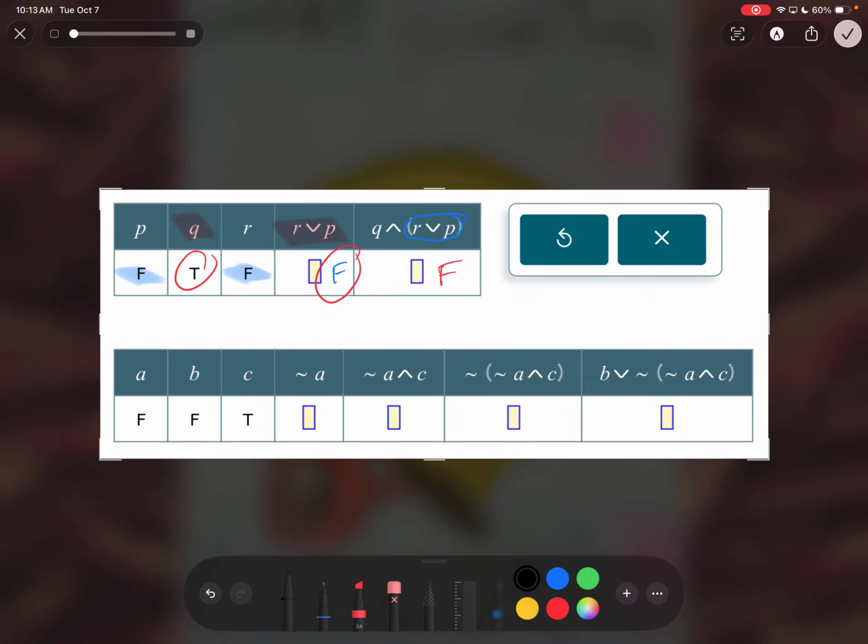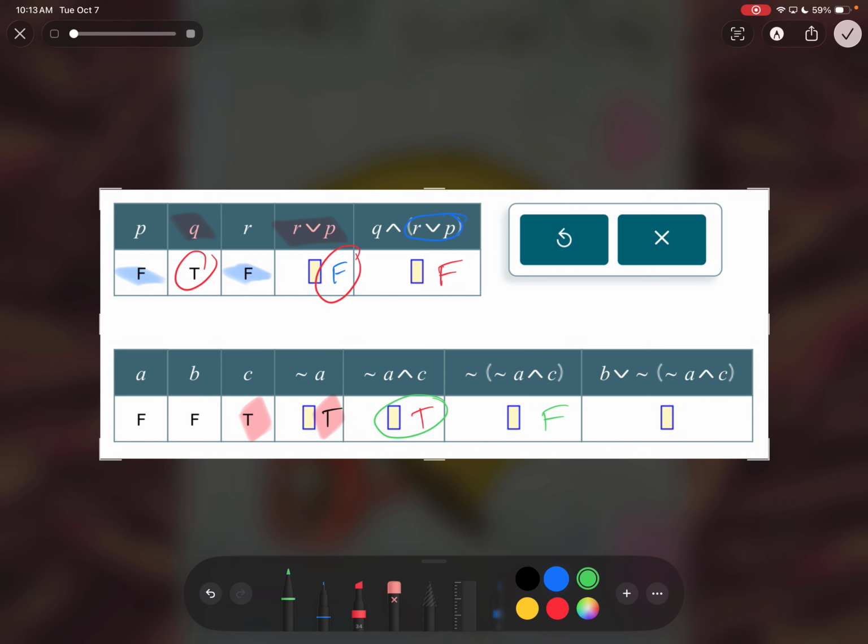All right, next one, not A should be fairly easy. That's true. Not A and C. So not A. Oh, wait, not A is this one. Not A and C, that'd be true, right? Because it's only true when they're both true. Okay, but this one says the not of that. Well, that is just the not of this column right here, so it would be false.